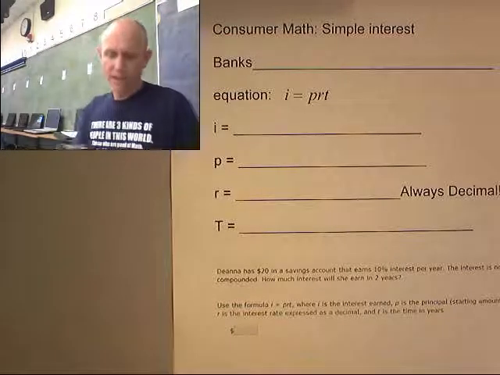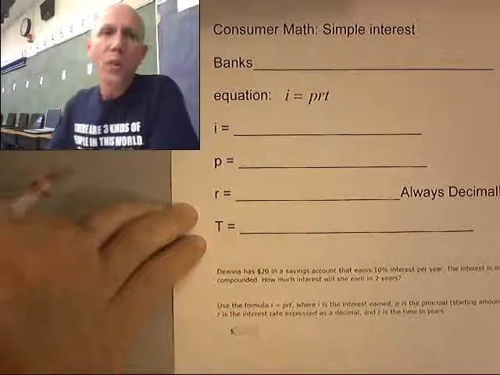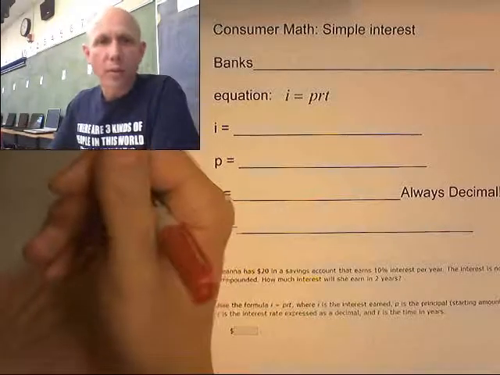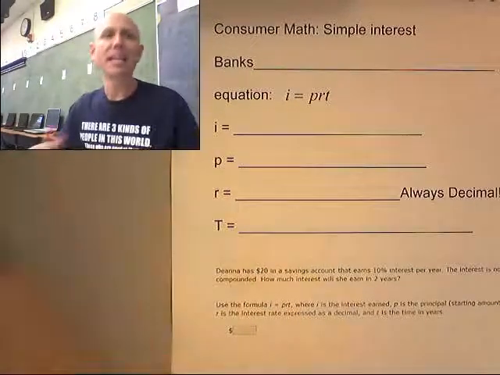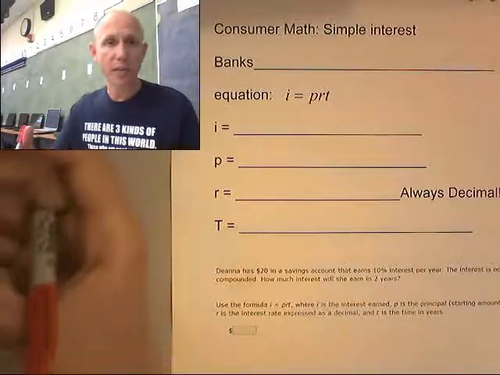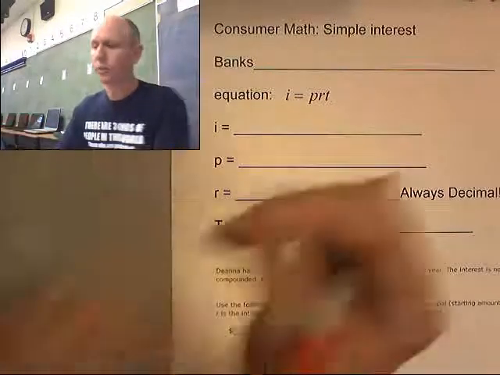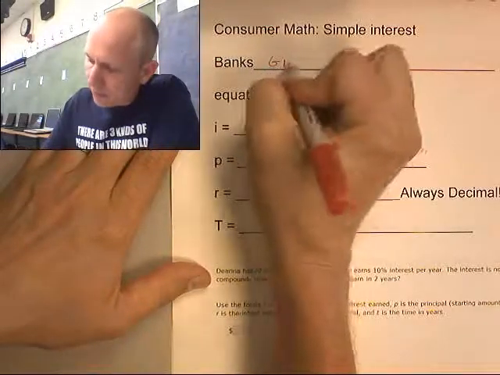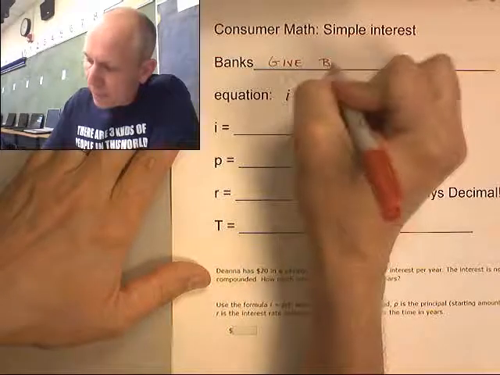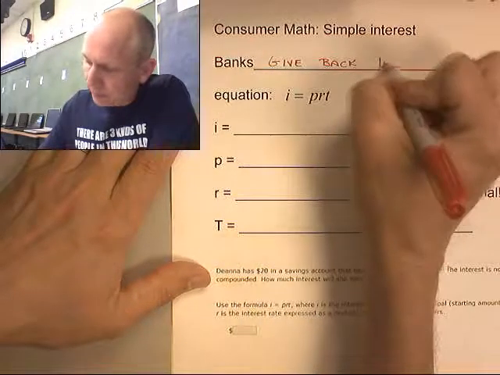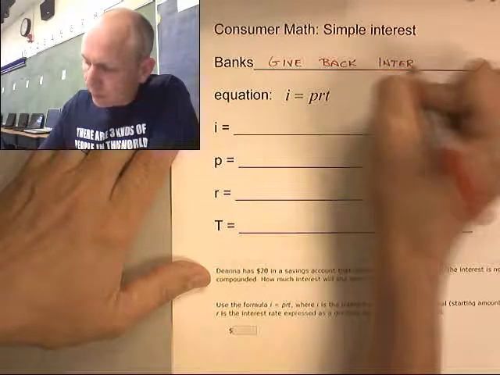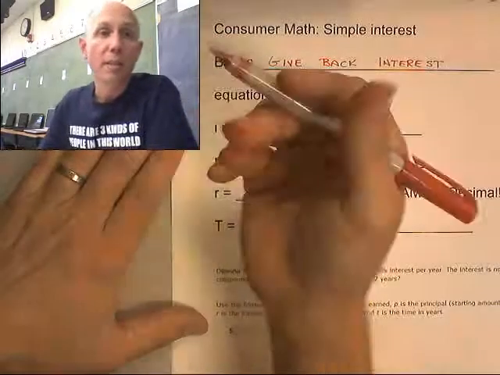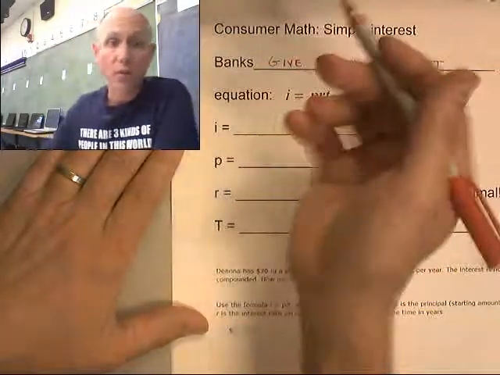Here's one of the ideas behind a bank. If you let the bank hold your money, they will give you interest. What they really do is they take your money, they lend it out to other people at an interest rate, and then they give you a little piece of that interest. So banks give back interest. That's why people put money in the bank, to keep the money safe and to earn interest on it also.